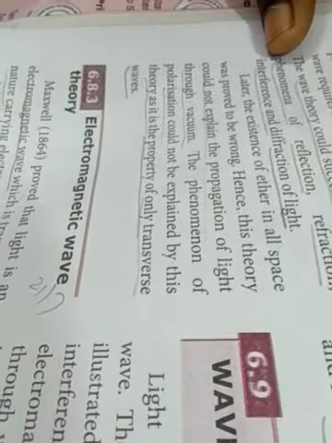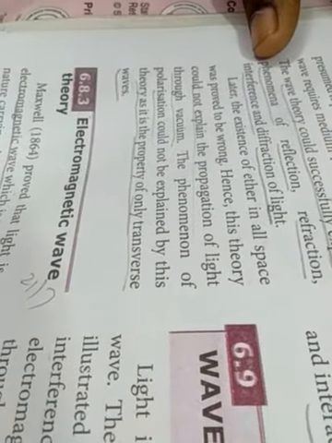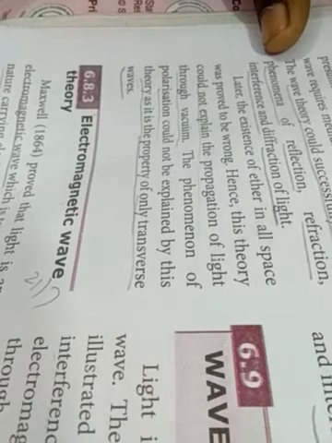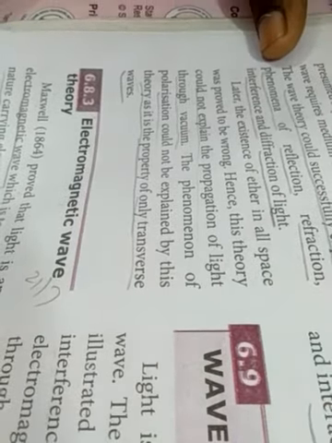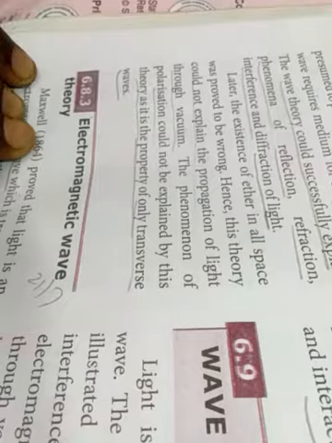Later, the existence of the ether in all space was proved to be wrong. And the theory could not explain the propagation of light through a vacuum. The phenomenon of polarization also could not be explained by this theory, as it is a property of transverse waves only.